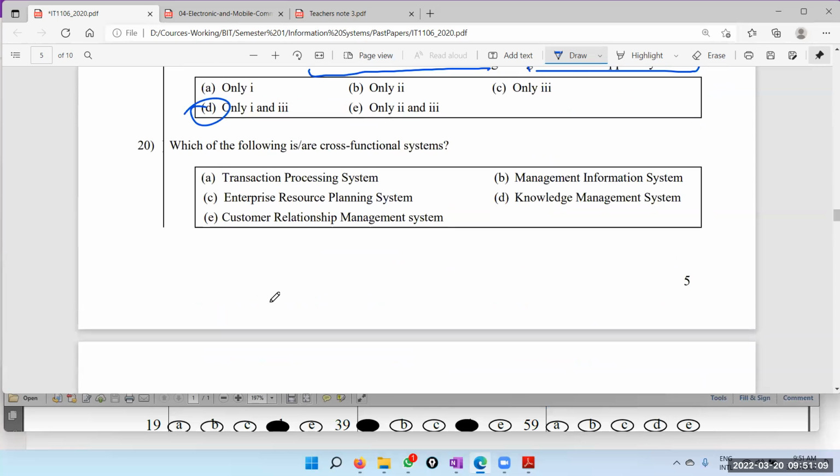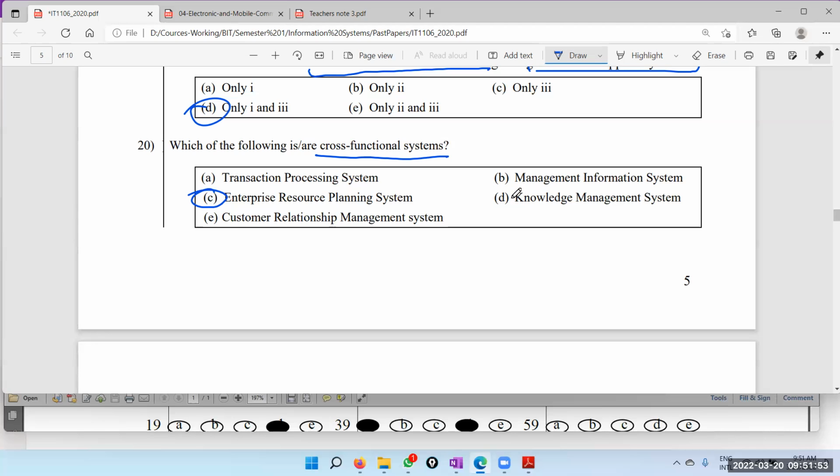Yes. 20. Which of the following is a cross-functional system? Cross-functional system means it is not just concentrating on one functionality. It is concentrating on multiple things, multiple departments. Like TPS, management information system, knowledge management system, enterprise resource planning system, customer relationship management system. So which one is cross-functional? Cross-functional means it's not just one functionality. So definitely ERPs are cross-functional. That is why we say enterprise resource planning. It covers almost all the features, right?